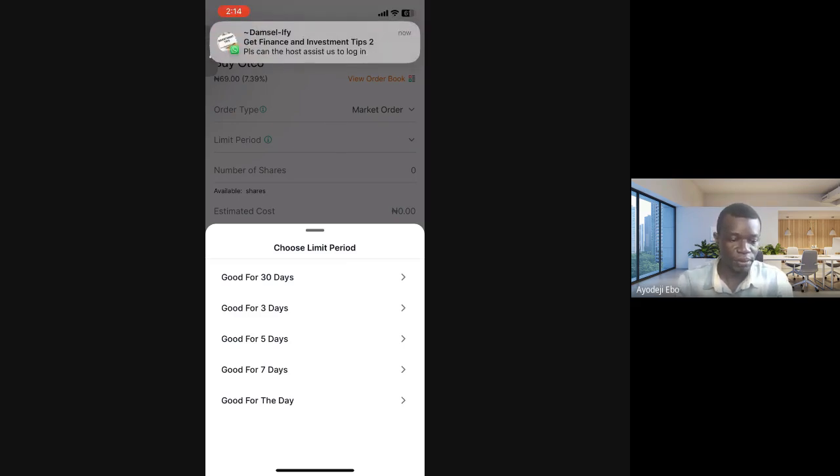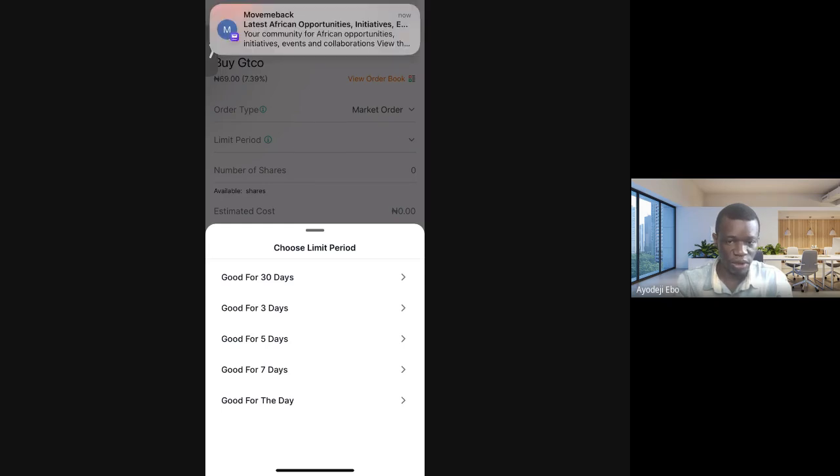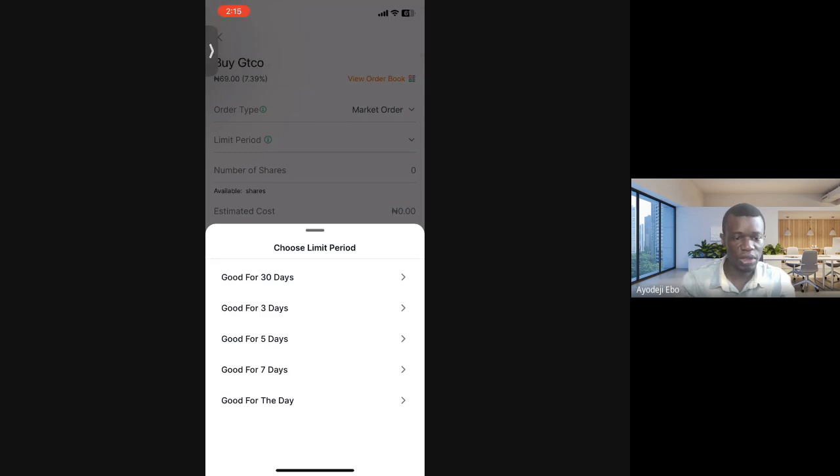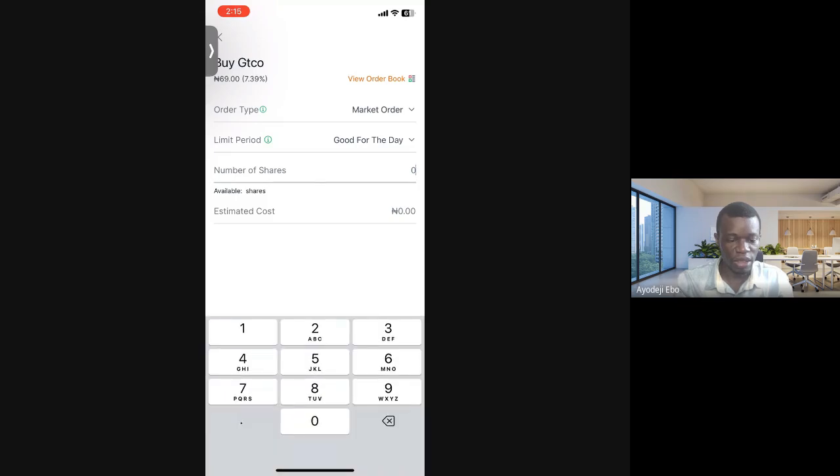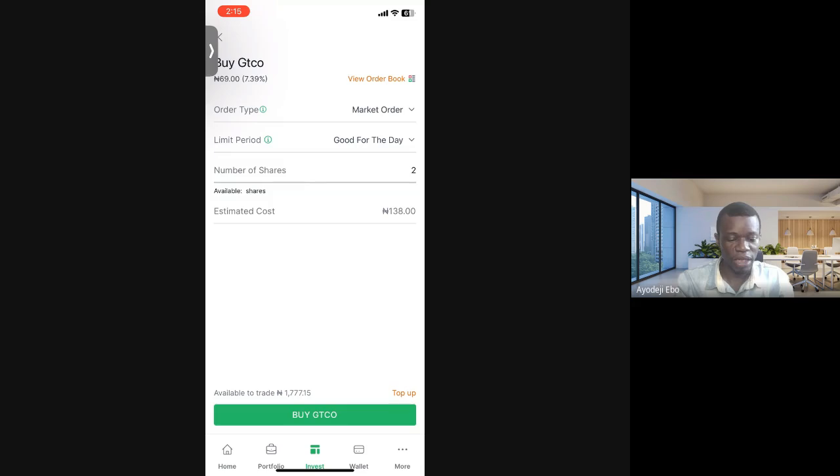You can add it, you can choose the number of days that you want to put the order in for. So when you look at that, because we're just testing here, let's assume that I want to just buy 2 units of GT Bank, and I'm just doing a market order.